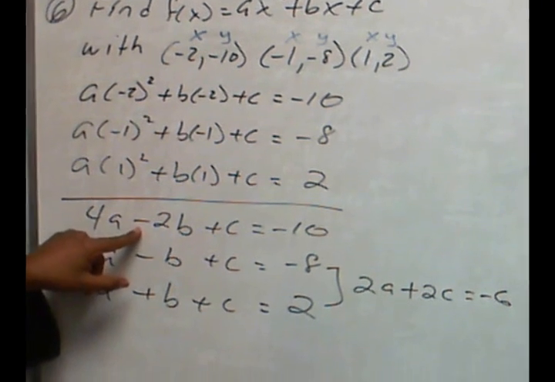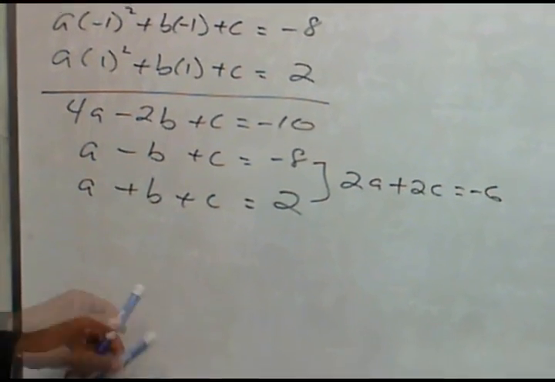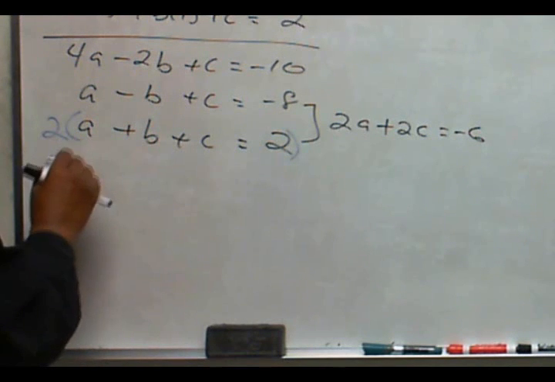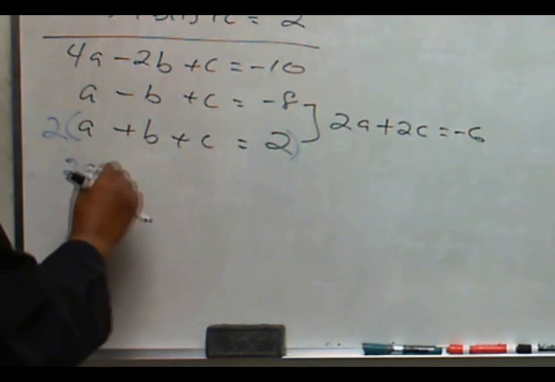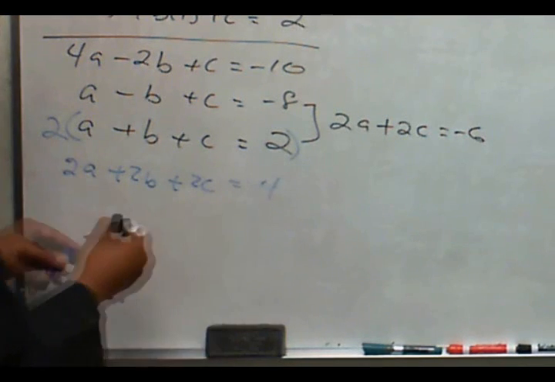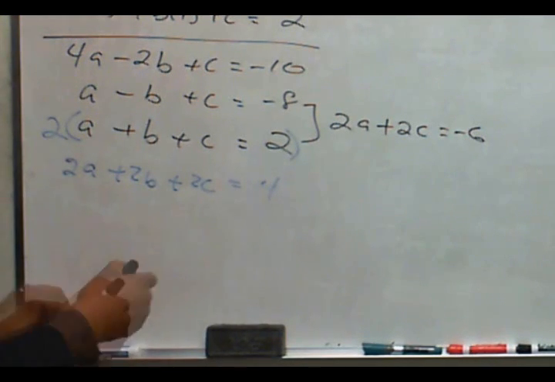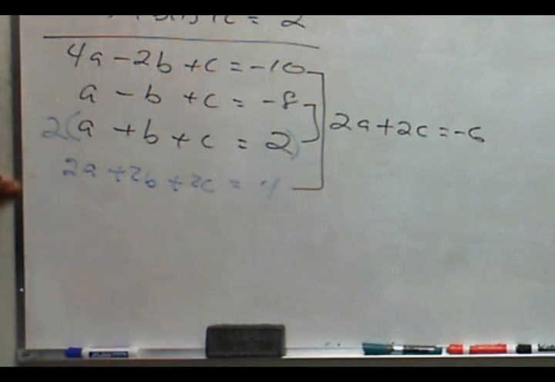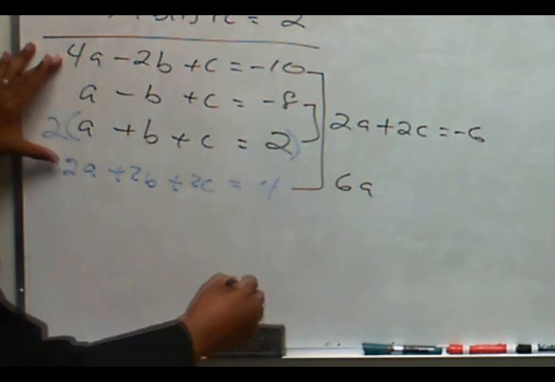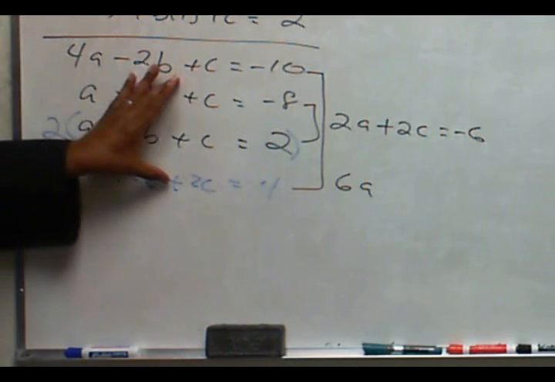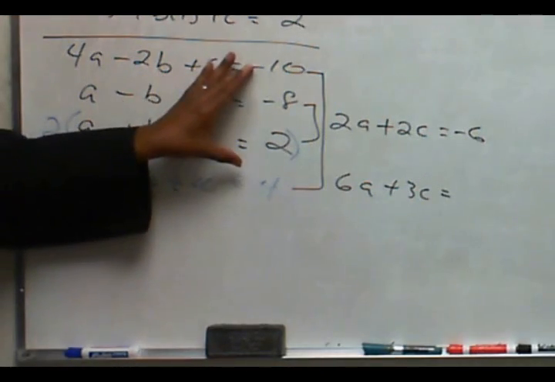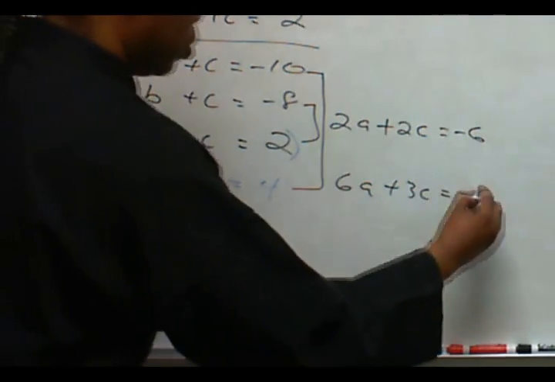And how do I eliminate the -2b here? I need a positive 2b. So I'm going to multiply this by 2 and get 2a plus 2b plus 2c equals 4. And now the combination of these two will give me a 6a. The b's will cancel. I'll get 3c. And finally, a -10 and a 4 gives me -6.